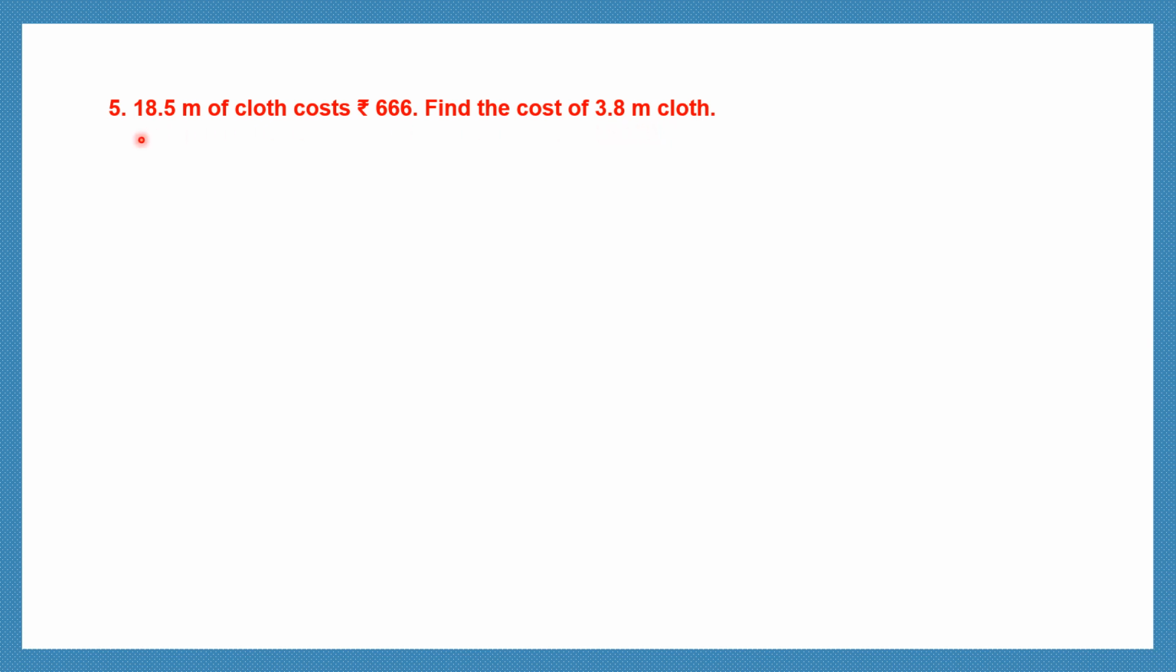also. So in such cases, when you already have the value of many and you're still asked to find the value of many, you have to first find the value of 1. So here we have to find the cost of 1 meter first and then find the cost of 3.8 meters. So let's begin. So cost of 18.5 meters of cloth is rupees 666. Now we need to find the cost of 1 meter of cloth.